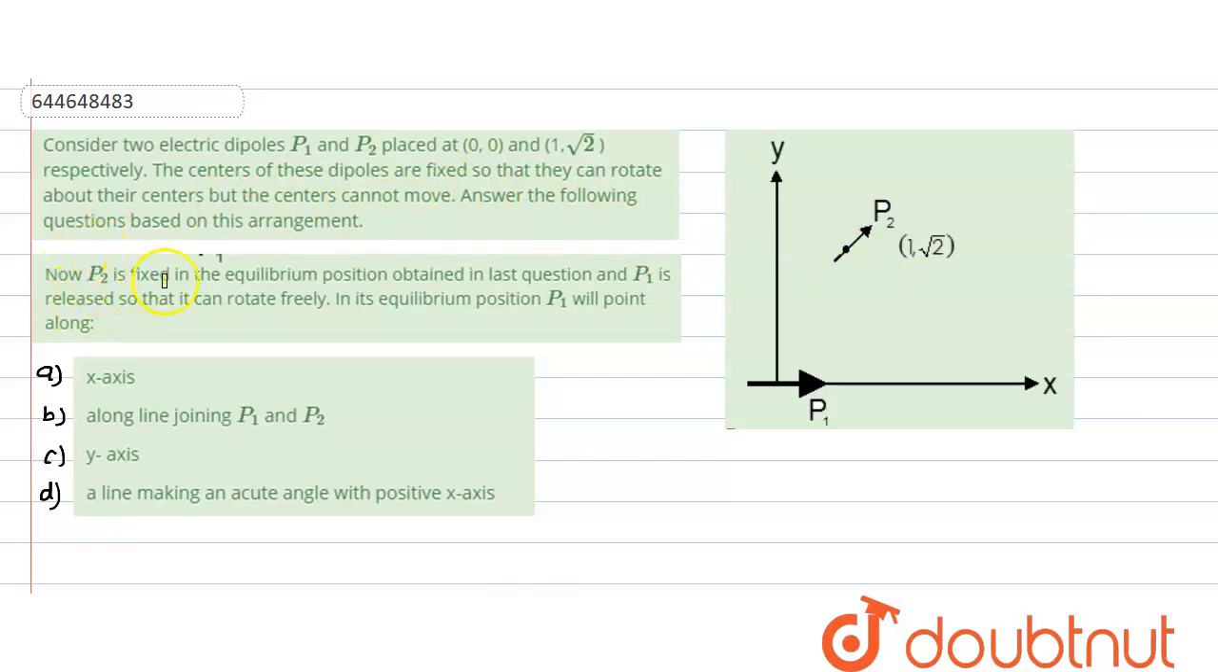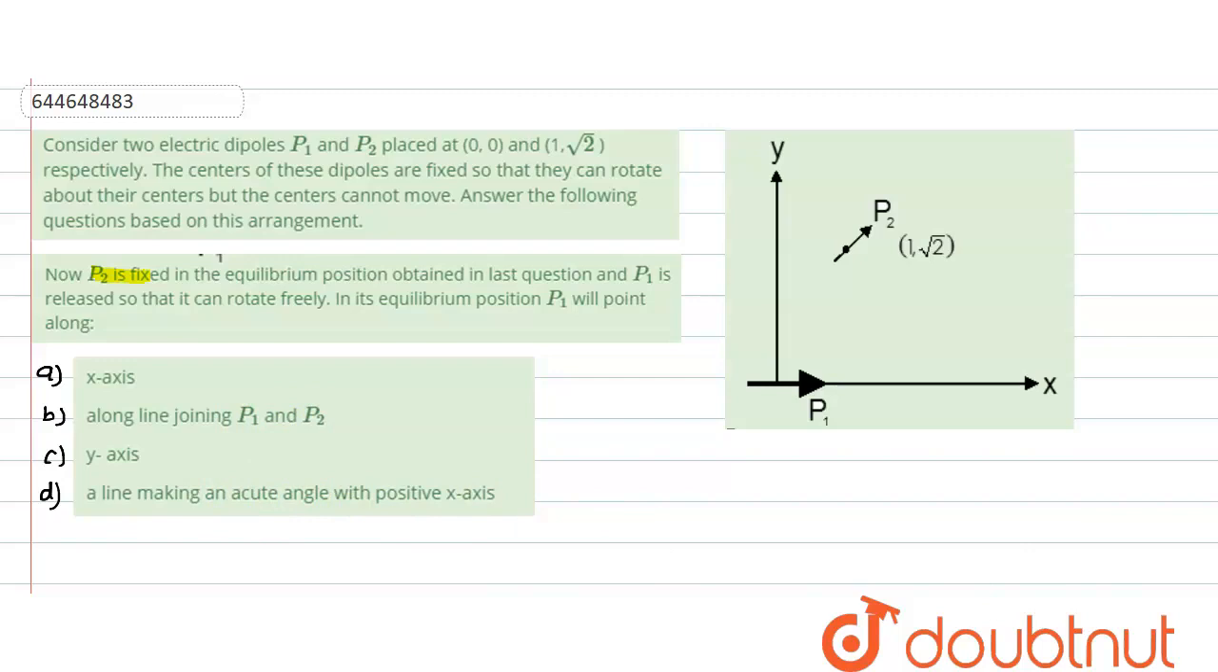Now P2 is fixed in the equilibrium position obtained in the last question, and P1 is released. So P2 is fixed and we are releasing P1. So in the equilibrium position, P1 will point along... we need to find along which axis, whether it will be pointing along the X or Y axis, or along the line joining P1, P2, or whether they would be making an acute angle with the positive X axis.